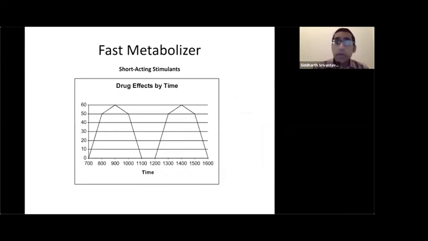Some individuals are fast metabolizers, and each short dose of stimulant may last only 3 hours, for example, much shorter than the usual 4 to 6 hours. And this may be possible in HIVEP2, and the opposite may also be possible. In other words, it's really important to assess the timing of symptoms during medication management.